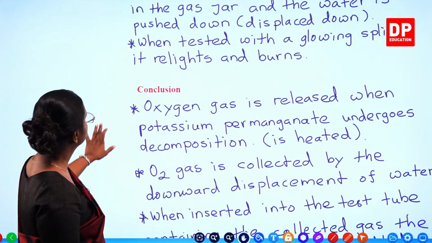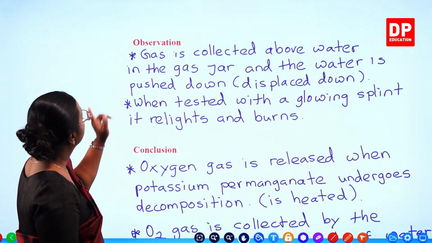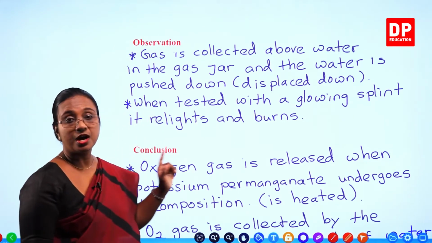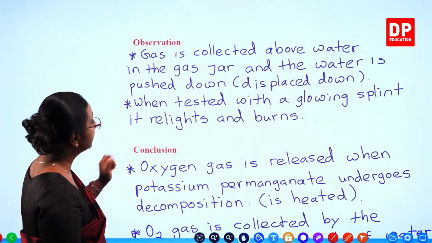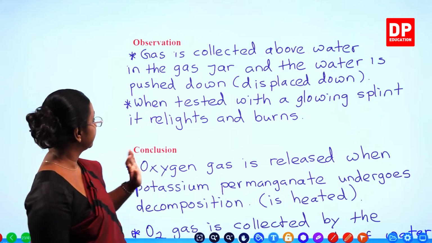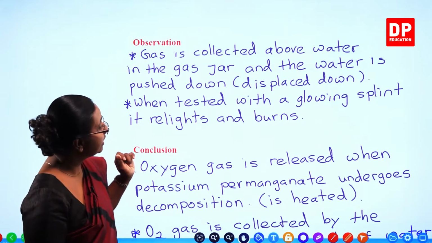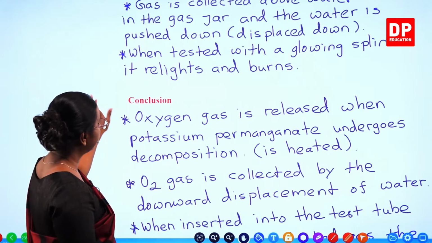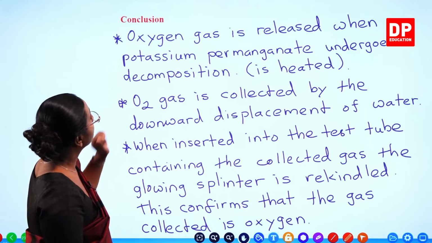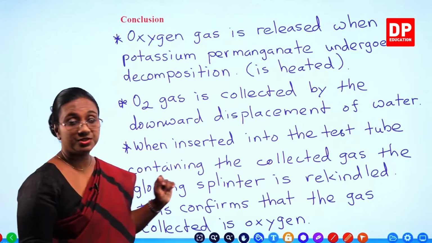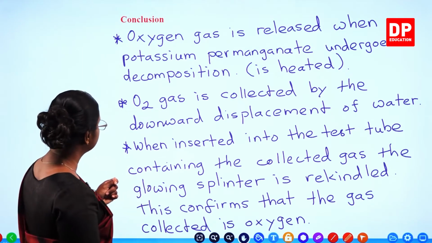So here gas is collected above water in the gas jar and the water is pushed down, so that is downward displacement, or we call it displaced down. Water is displaced down. So when tested with a glowing splint, it relights and burns. So from that we came to these conclusions. Oxygen gas is released when potassium permanganate undergoes decomposition or when potassium permanganate is heated.